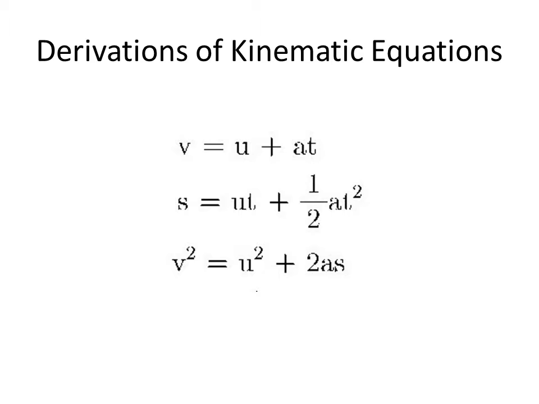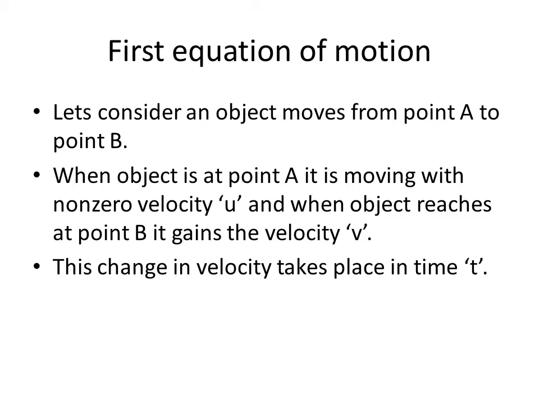For that, we have to consider one example or situation. Let us consider an object that moves from point A to point B. When the object is at point A, it is moving with some non-zero velocity, that is u. When the object reaches point B, it gains the velocity v, and this change in velocity takes place in time t.